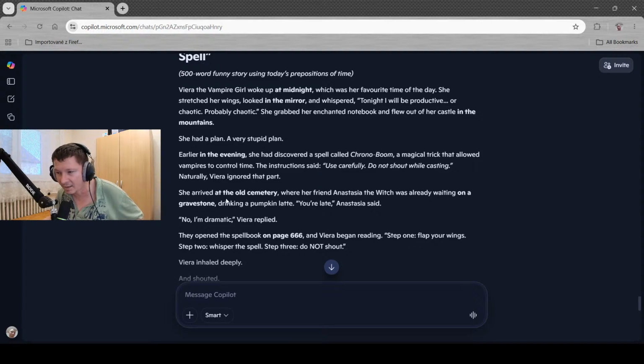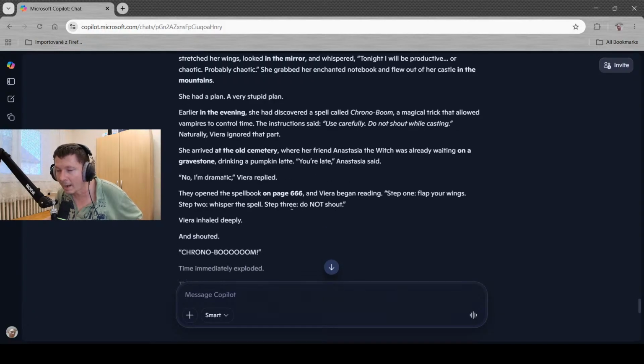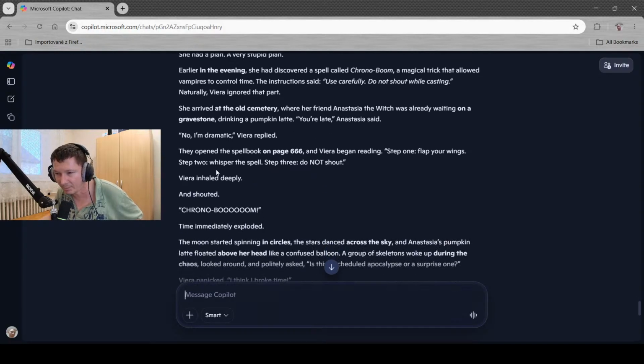She arrived at the old cemetery where her friend Anastasia the witch was already waiting on a gravestone, drinking a pumpkin latte. "You're late," Anastasia said. "No, I'm dramatic," Viera replied. They opened the spellbook on page 666 and Viera began reading. Step 1, flap your wings. Step 2, whisper the spell. Step 3, do not shout. Viera inhaled deeply and shouted, "Chronoboom!"